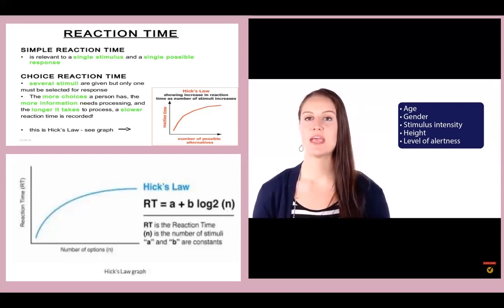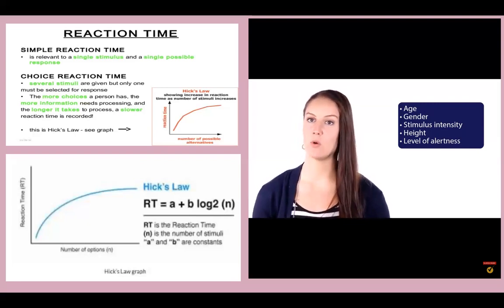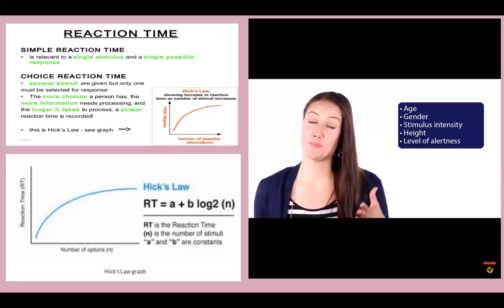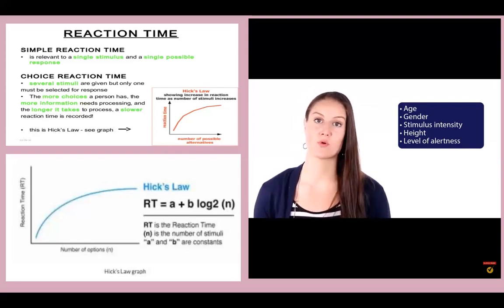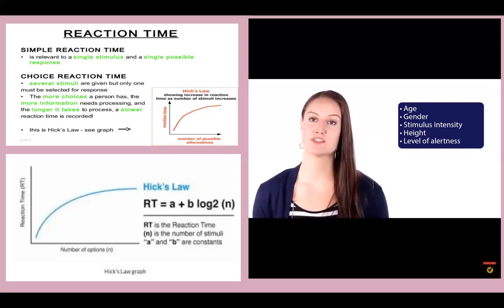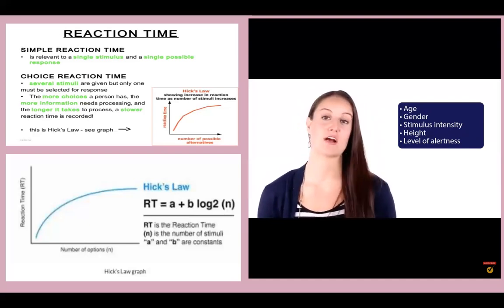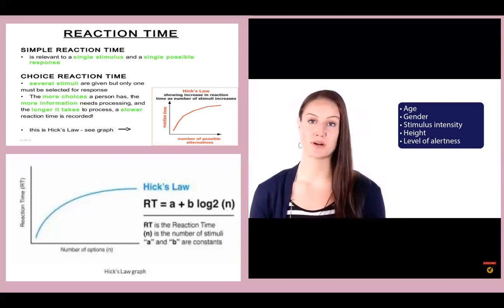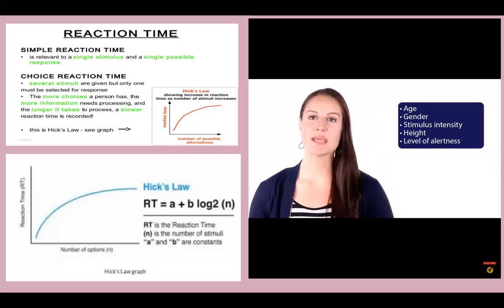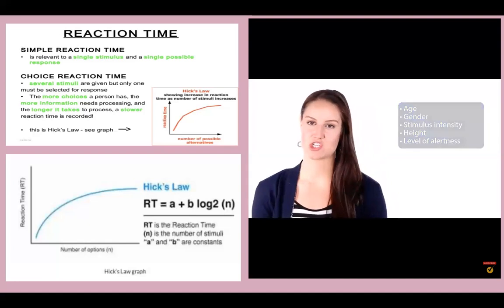Stimulus intensity. Increasing the stimulus intensity will also improve one's reaction time. For example, a loud bang will increase our reaction time more than a quiet bang will. Height. Taller people have slower reaction times because of the greater distance that the information has to travel from the person's brain to their active muscle. Shorter sprinters tend to win shorter races. Level of alertness. Being more alert can improve reaction time.